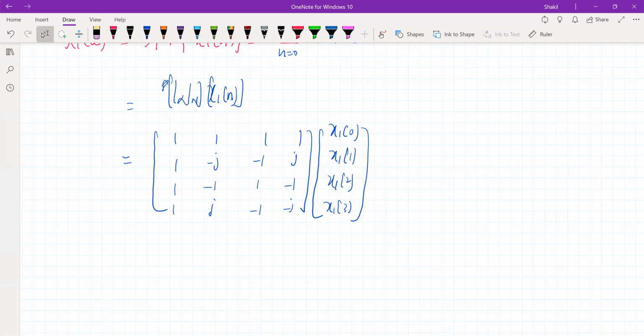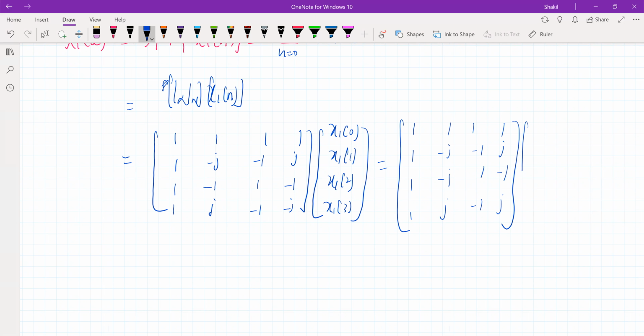Now next we'll substitute the values of x1. So this will be 1, 1, 1, 1; the first column is also 1, then 1, minus j, minus 1, j, then 1, minus 1, 1, minus 1, and so on. Please check the values yourself. And this is 1, 2, 2, and 0. I hope I'm right. Yes, 1, 2, 2, 0. Multiplying these, what will you get?